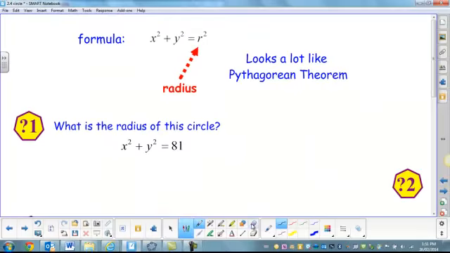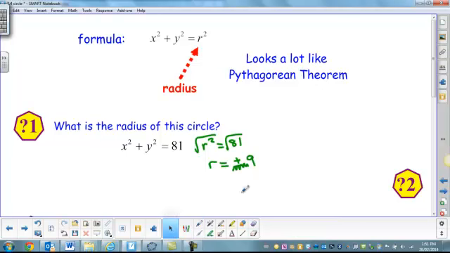So what is the radius of this circle that's given? x squared plus y squared equals 81. Well, r squared is 81. To get r, we need to take the square root of both sides. So r would be positive or negative 9. But of course the negative doesn't make sense because the radius is a length. So the radius would be 9.